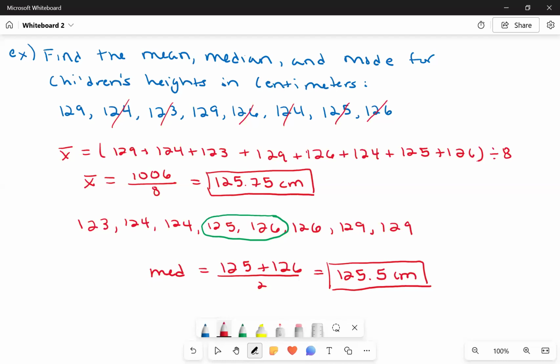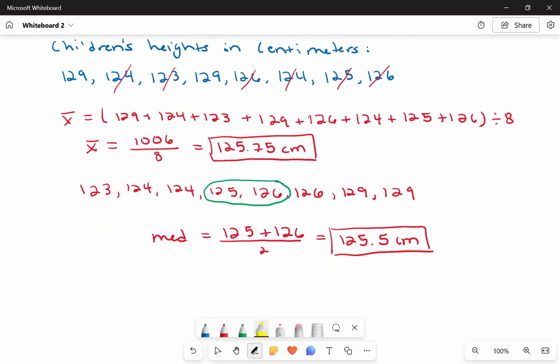And having them listed out like this actually makes the mode really easy to see. And there are 3 modes. So let's see. 124, 126, 129. So there we go. We'll list all 3 of them.